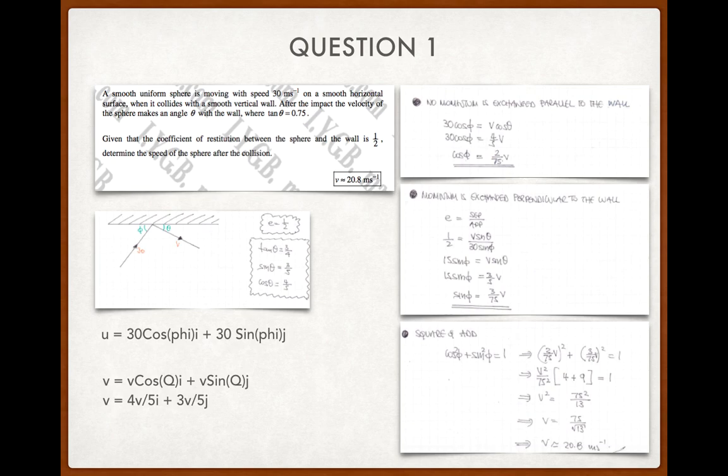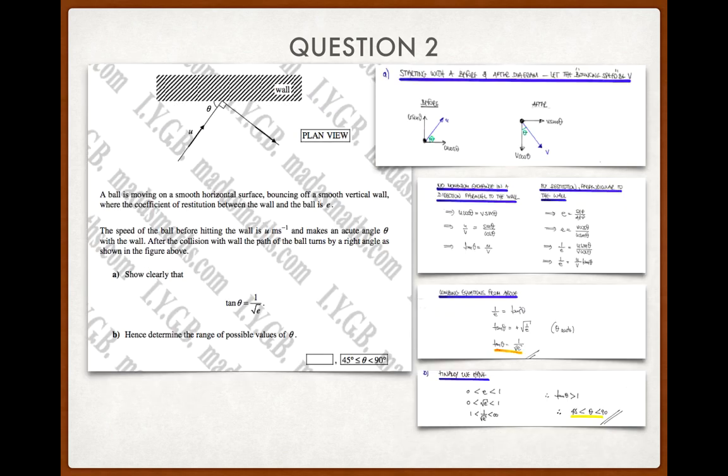For me, I think it's easier to get tan phi equals sine phi over cos phi, so that's 3v over 75 divided by 2v over 75. Get the angle from that and put the phi back into the initial velocity vector, getting the speed from that vector. Okay, question 2.